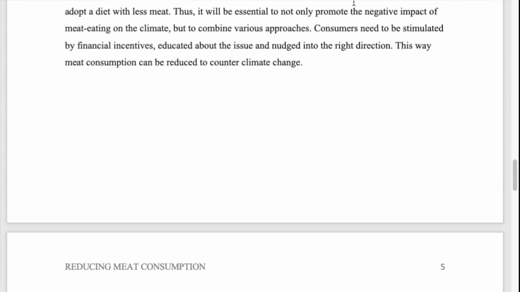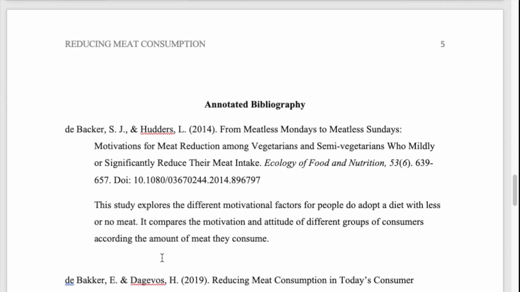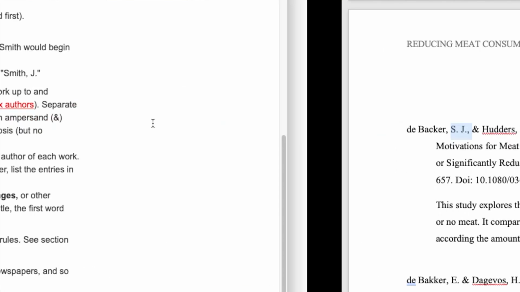Some of the most basic rules about this, you'll notice that it swaps. So in in-text citations, you'll put a last name, and in a bibliography, we'll be putting in the last name, but then a comma, and then the first initials of this person's name.